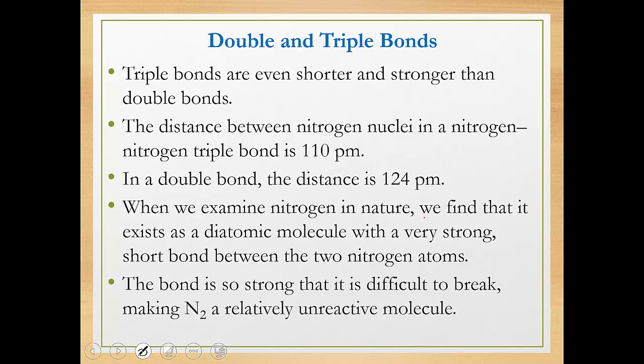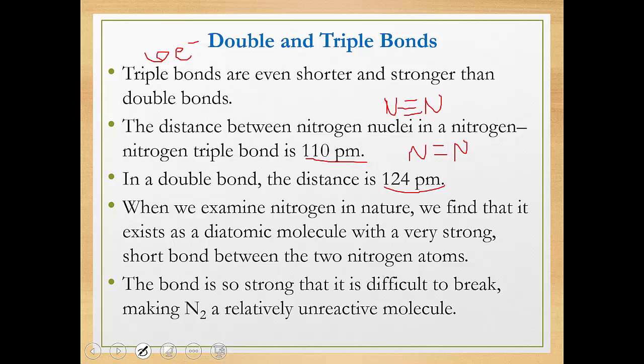Now, triple bonds are when we share 6 electrons. We have 3 bonding pairs. As you can imagine, they're even shorter and stronger than a double bond. So, for instance, if you look at that triple bond in the nitrogen, it's 110 picometers. And if you measured 2 nitrogens that have a double bond, they're 124 picometers.